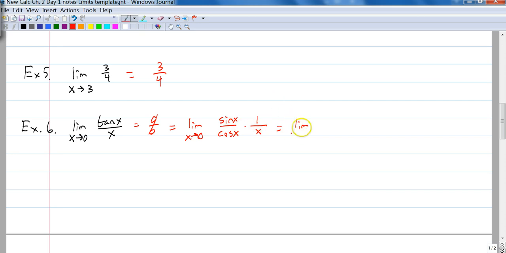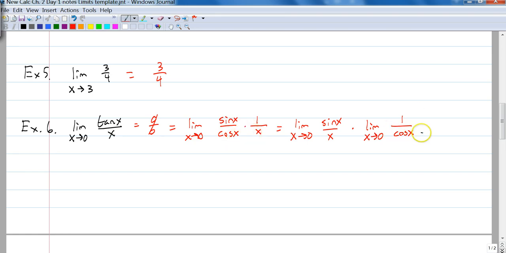So I can use properties of limits to rewrite this as sine of x over x. And then I can say if I have a limit of two things being multiplied, it's the same thing as multiplying two different limits approaching the same value. So I have the limit as x approaches 0 of sine x over x, and the limit as x approaches 0 of 1 over cosine of x. All I did was rearrange this.